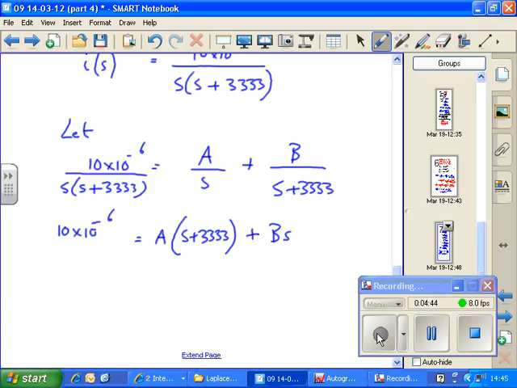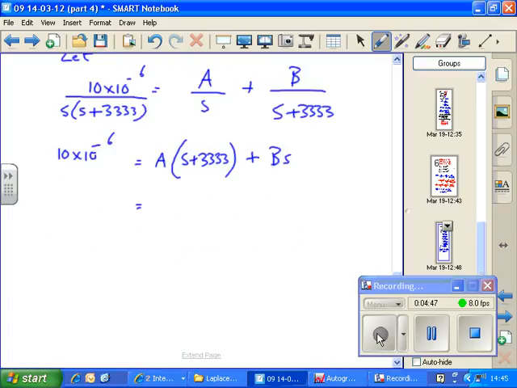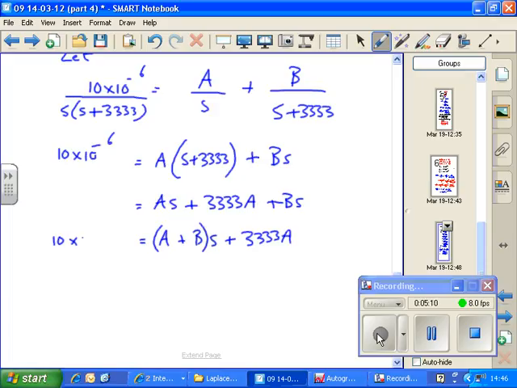Now we can multiply these brackets on the right hand side. We get AS plus 3,333 A plus BS. Collecting terms in S, we get A plus B, S, plus 3,333 A equals 10 times 10 to the minus 6. So now we can say that A plus B equals 0, and that 3,333 A equals 10 times 10 to the minus 6, and calculate A and B.